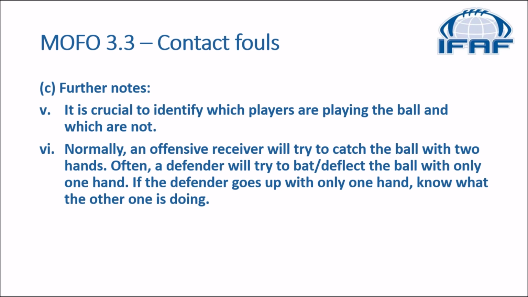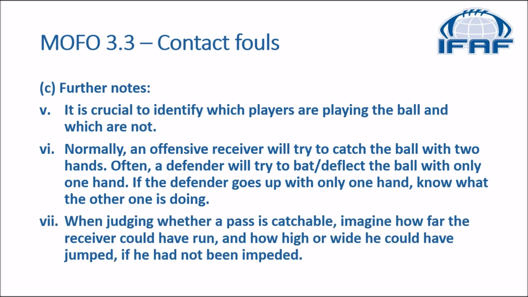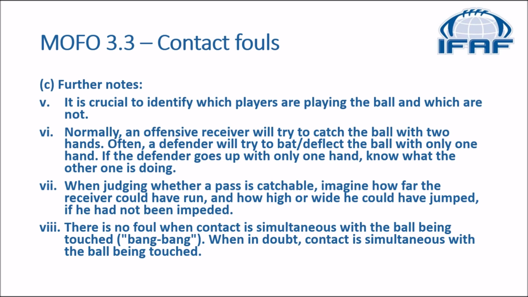6. Normally, an offensive receiver will try to catch the ball with 2 hands. Often, a defender will try to bat or deflect the ball with only 1 hand. If the defender goes up with only 1 hand, know what the other one is doing. 7. When judging whether a pass is catchable, imagine how far the receiver could have run and how high or wide he could have jumped if he had not been impeded. And finally, 8. There is no foul when contact is simultaneous with the ball being touched, the bang-bang situation. When in doubt, contact is simultaneous with the ball being touched.